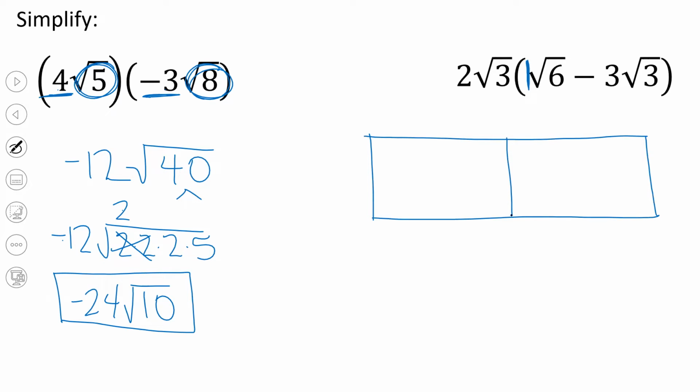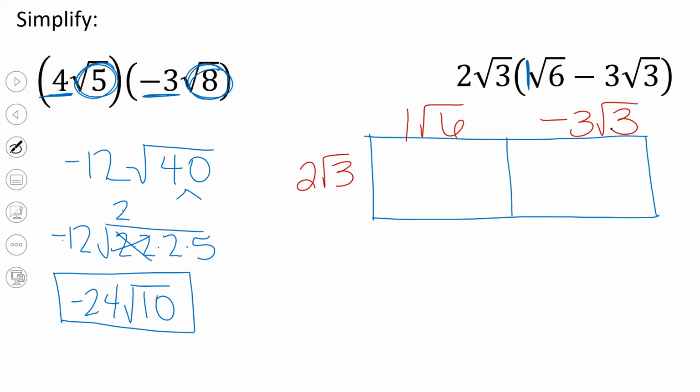So there's my big box. And then I'm going to put my numbers on the outside. So 2 square roots of 3. 1 square root of 6, -3 square roots of 3. You got to keep your signs, okay? And now it's like a multiplication chart.